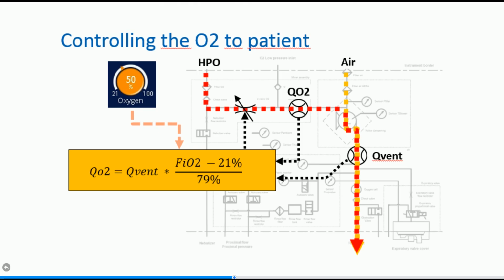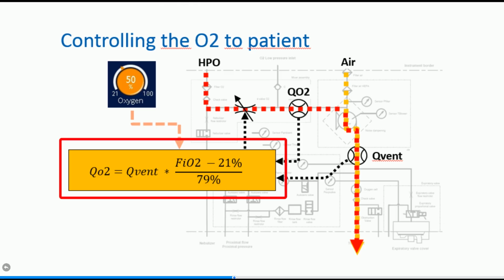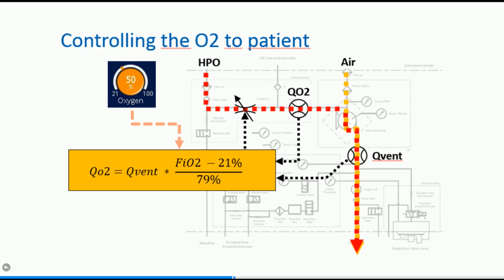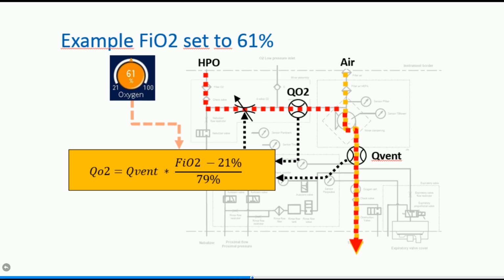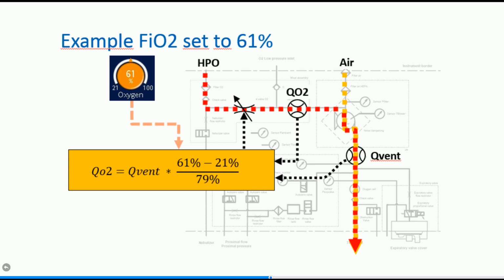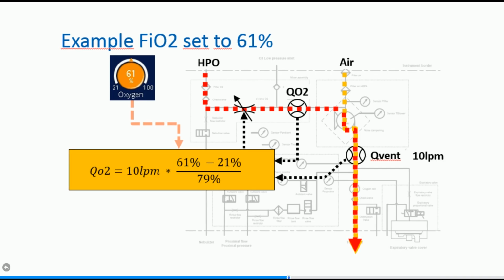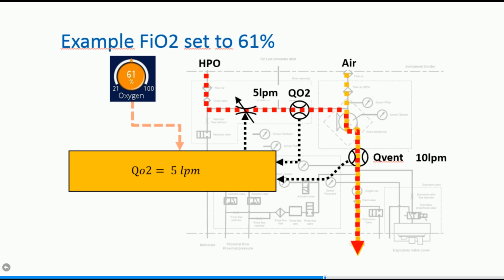The operation of the O2 proportional valve is determined by the following formula. QO2 equals Qvent multiplied by (FiO2 minus 21%) divided by 79%. As an example, let's take a set FiO2 of 61% oxygen. Given a Qvent flow of 10 litres per minute, we can now calculate the QO2. By substituting the values into the formula, we can calculate that the measured QO2 flow must be 5 litres per minute. And this is finally what the O2 proportional valve is set to.